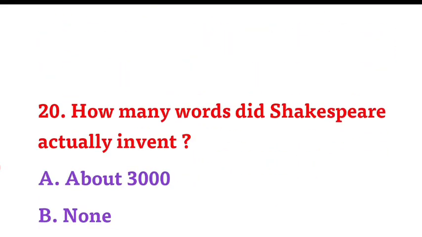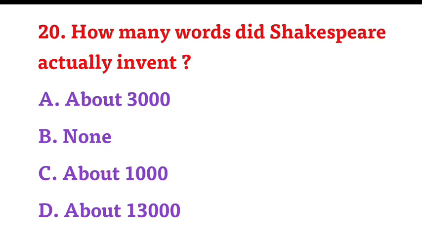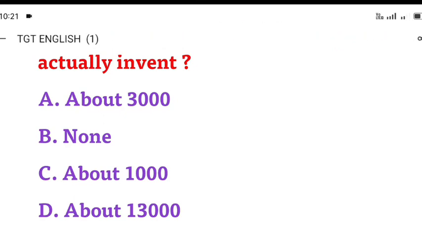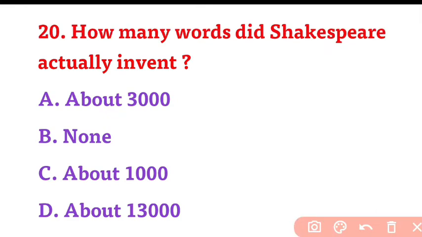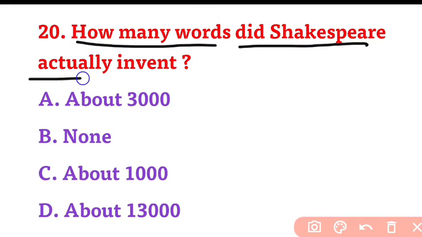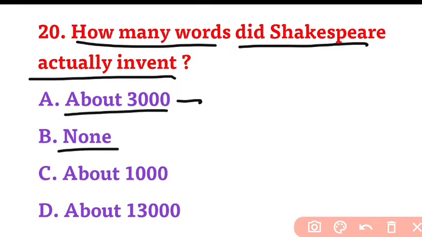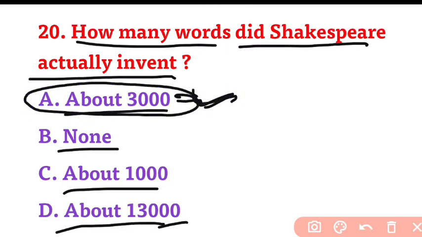Question number 20. How many words did Shakespeare actually invent? About 3,000. None. About 1,000. About 13,000. What will be the answer? The answer will be about 3,000.